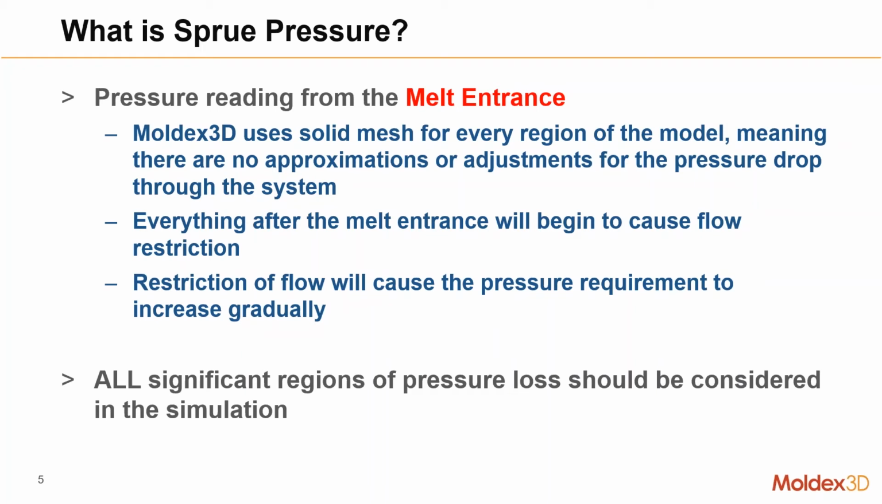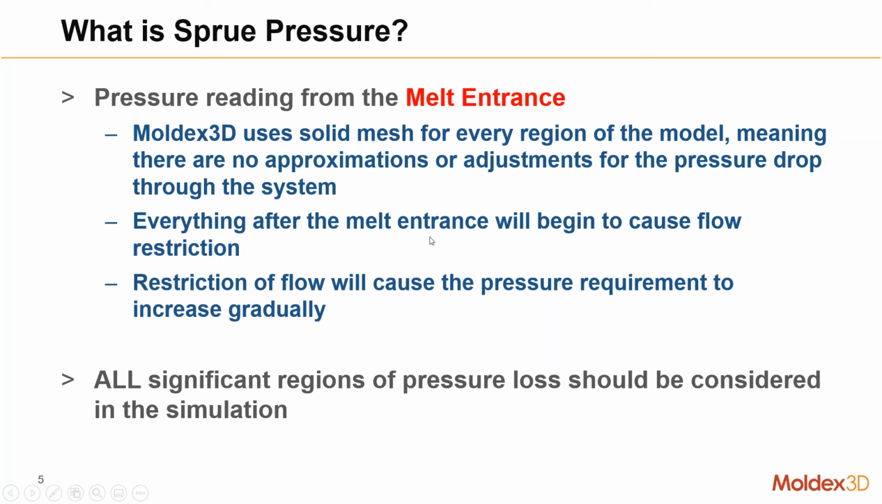Moldex 3D uses solid mesh for all facets of the simulation, so anything that's modeled in Moldex 3D will be tied to this pressure drop as long as it's dealing with the melt system, that being the runner and the parts. So everything that's modeled in, there's going to be no approximations, no adjustments, no assumptions or anything like that. The solid mesh is used directly to calculate the pressure drop through the system, that being, again, the runner and the part traditionally.